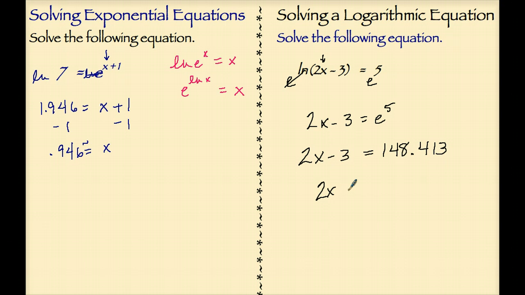Let's add 3 to both sides. 2x is equal to 151.413, which means that x is equal to 75.707.